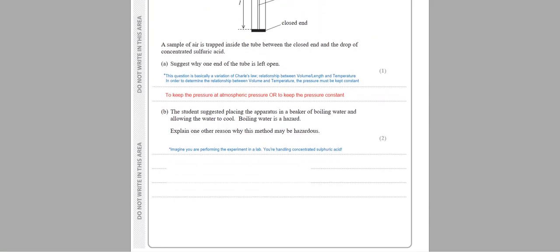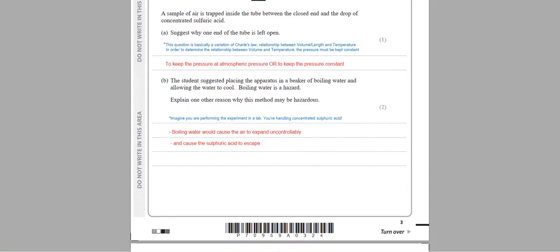The student suggested placing the apparatus in a beaker of boiling water and allowing the water to cool. Boiling water is hazardous. Explain one other reason. It says boiling water itself is hazardous, so what could be the other reason? Just imagine you are performing the experiment in a lab and you are handling concentrated sulfuric acid. Boiling water could cause the air to expand uncontrollably and cause the sulfuric acid to escape.